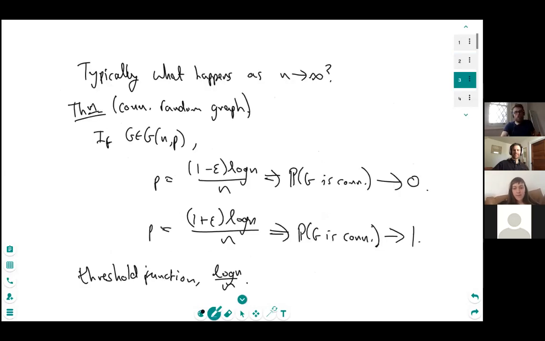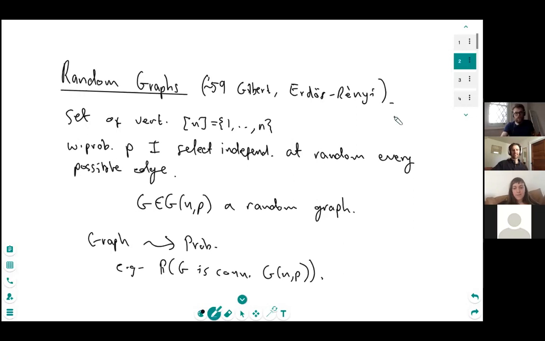So the log n over n comes out of when you do not have an isolated vertex. That's precisely the threshold: if you're below it, you do have an isolated vertex, and if you're above it, you don't. So that's where the log n over n comes from. But with primes, I don't know. All right, I'll think about it. Thank you. No worries.